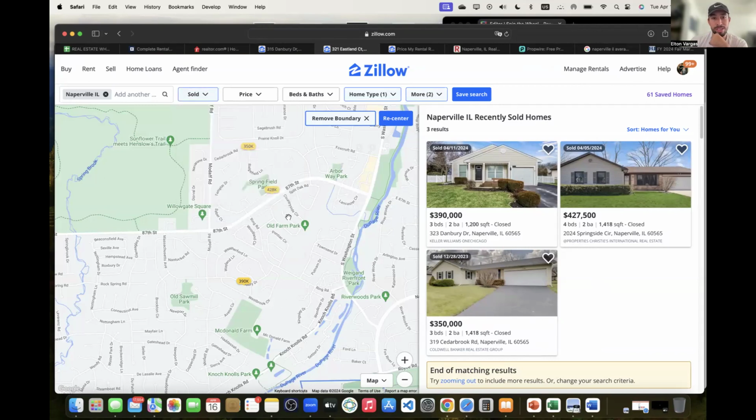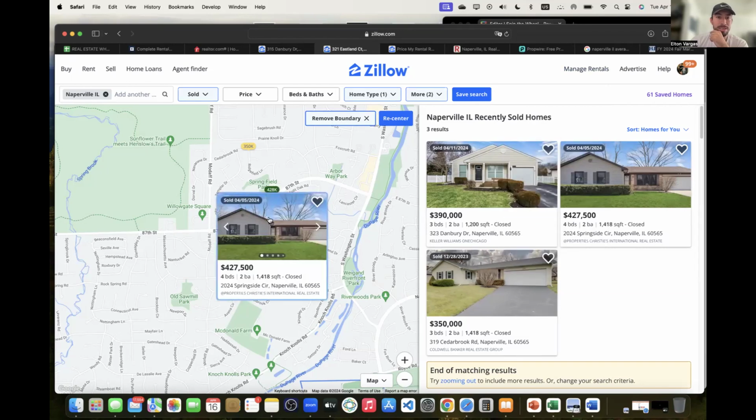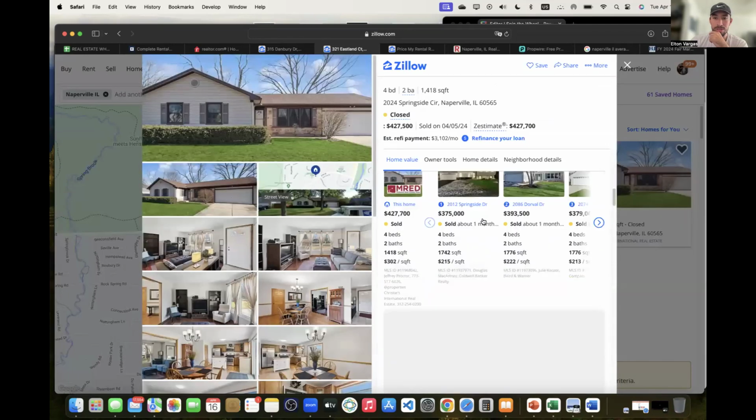But selling at 430, I see why the agent pulled at 430 just because of this property that recently sold as well too. And it's been listed for like 12 days. So really it's right on point. Where this property was listed, it took a while for it to get sold.